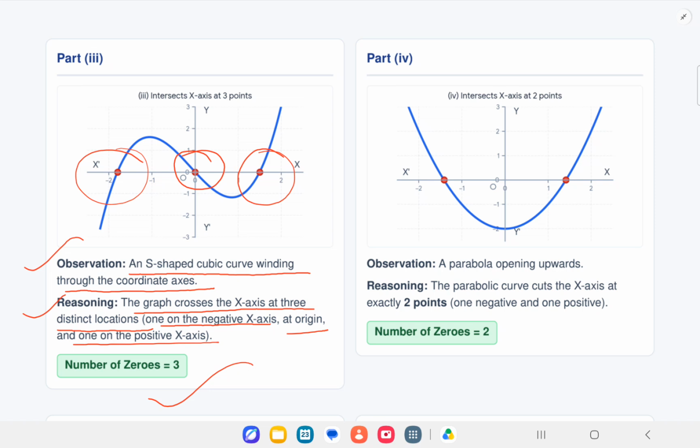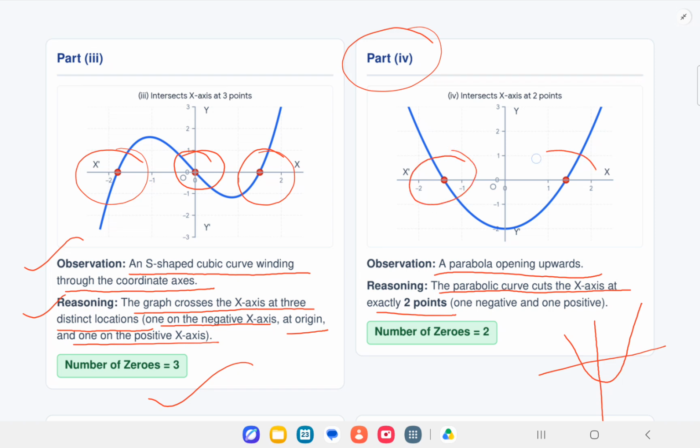Now see question number 4, part number 4 here. So observation: a parabola opening upward. इस तरह की फिगर आपकी जो होती है ये आपकी पैराबोला कहलाती है. You will study this in class 12th. ओके, ये अपवर्ड पैराबोला कहलाता है आपका. The parabolic curve cuts the x-axis, ये x-axis को कट करता है at exactly 2 points. 2 पॉइंट्स पर कट करता है, एक तो यहाँ पर और दूसरा यहाँ पर. 1 नेगेटिव एंड 1 पॉजिटिव.